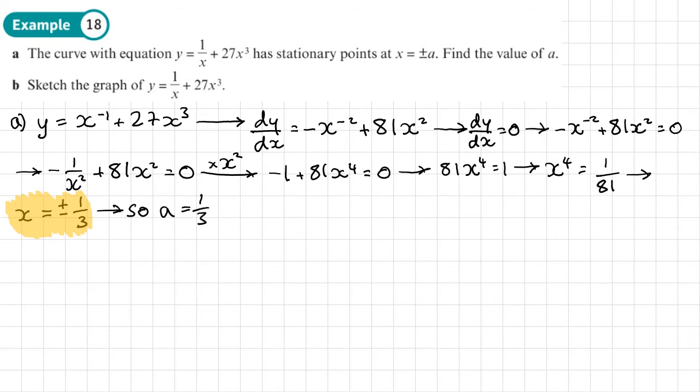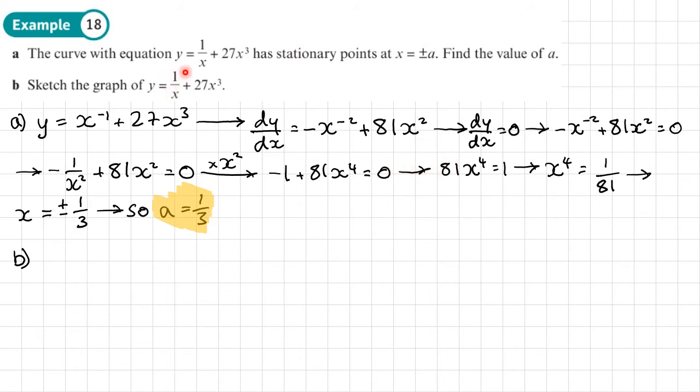A is a third. Okay, right, let's move on to part B of this question. It's asking us in part B to sketch the graph of y equals 1 over x plus 27x cubed. So we're going to be using this information that we got before. We're going to be trying to work out the turning points.